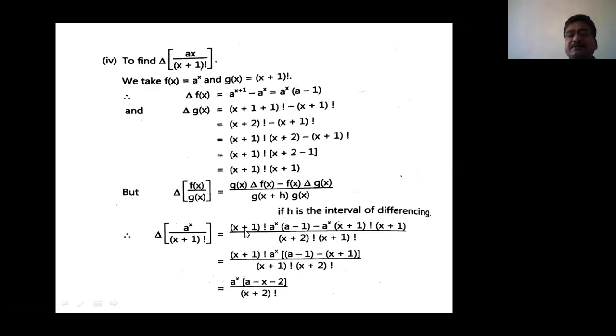And then its simplification: take (a^x)(x+1)! common, with a^x as common factor. So in the bracket, a minus 1 minus x plus 1. And so in the simplification, (x+1)! gets cancelled, and a^x (a minus x minus 2) by (x+2)!.